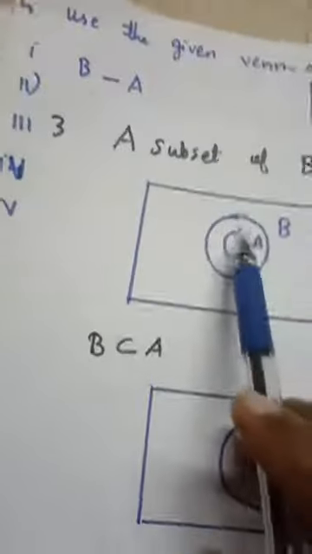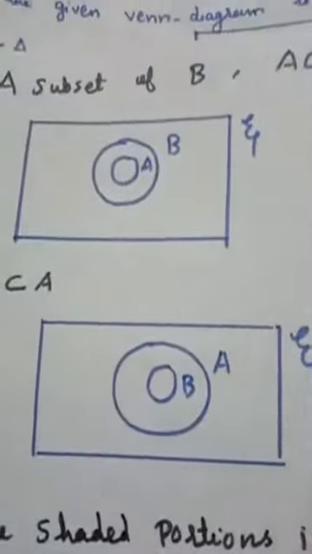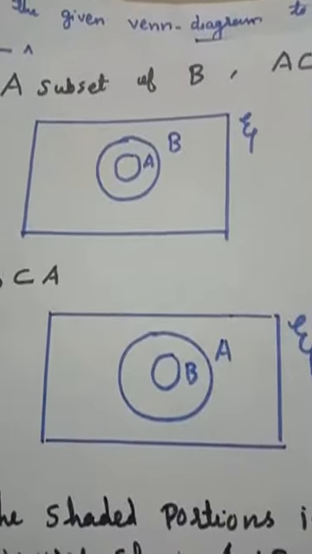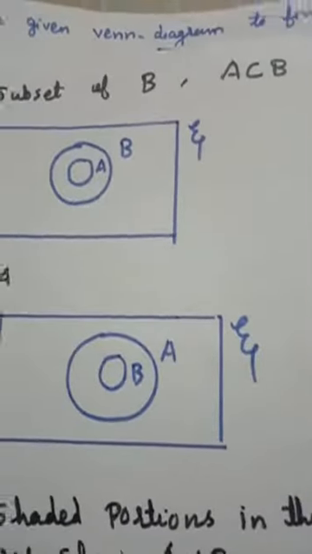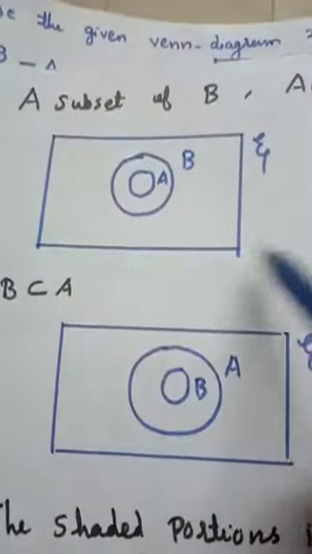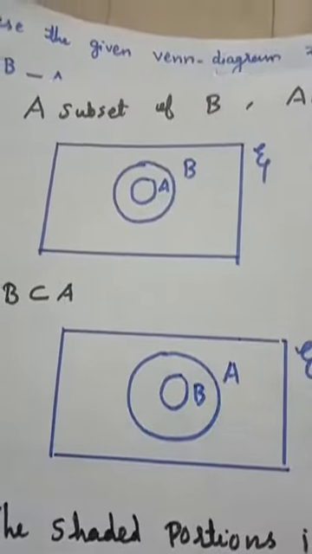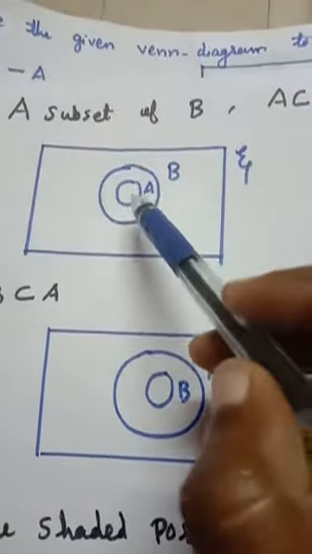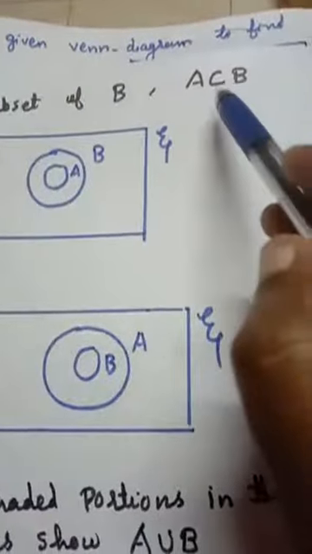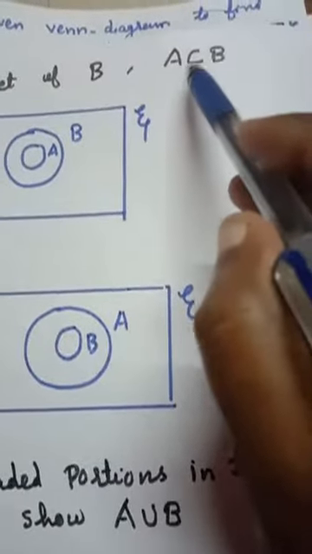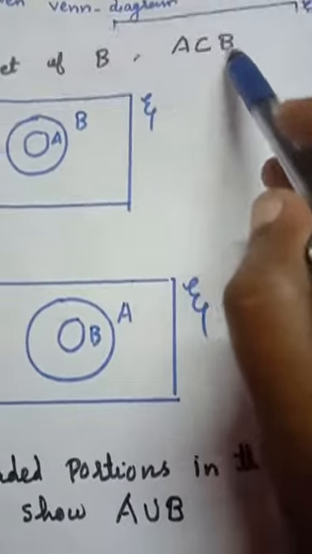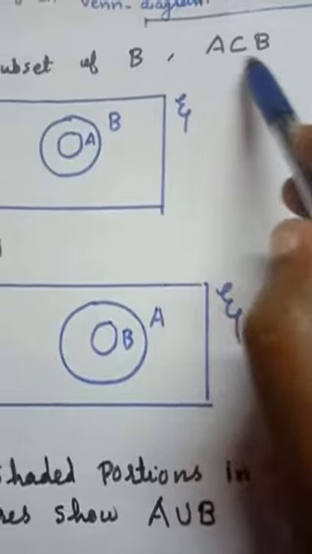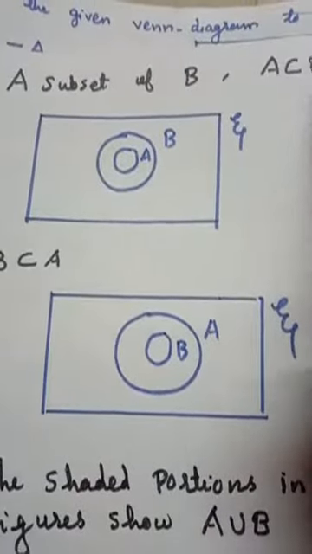Then how to mark a subset of B using Venn diagram? First of all, you draw universal set. Then A subset of B means, what do you mean by subset? All the elements of A are contained in B. A subset of B means all the elements of A are contained in B.